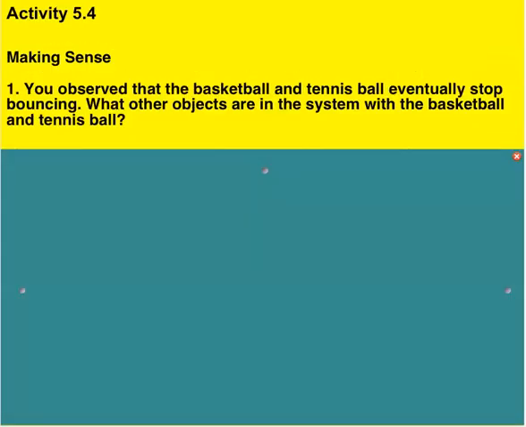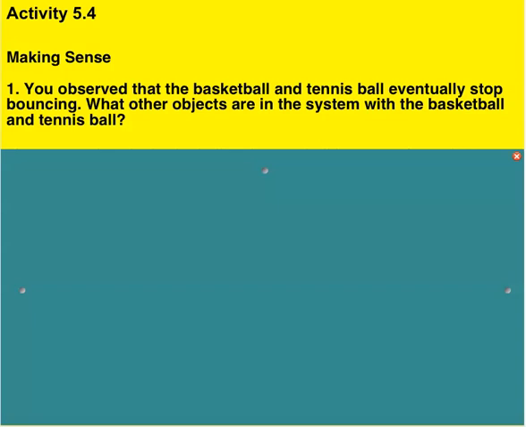So let's take a look at this making sense question. It says, you observe that the basketball and a tennis ball eventually stop bouncing. What other objects are in the system with the basketball and the tennis ball? So let's stop and think about it for a second.